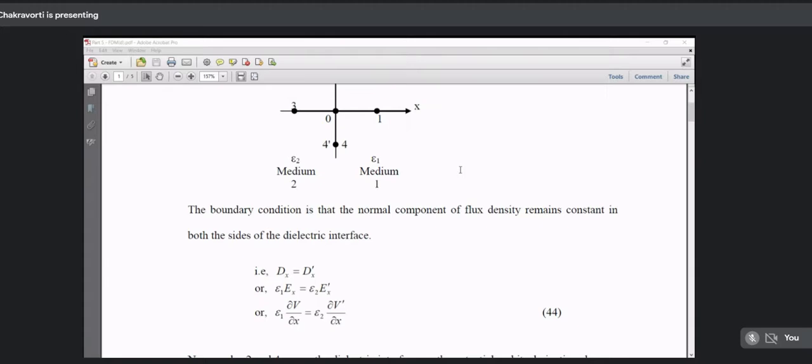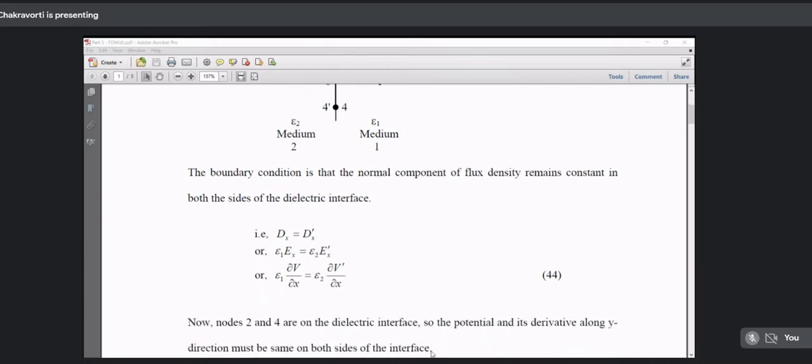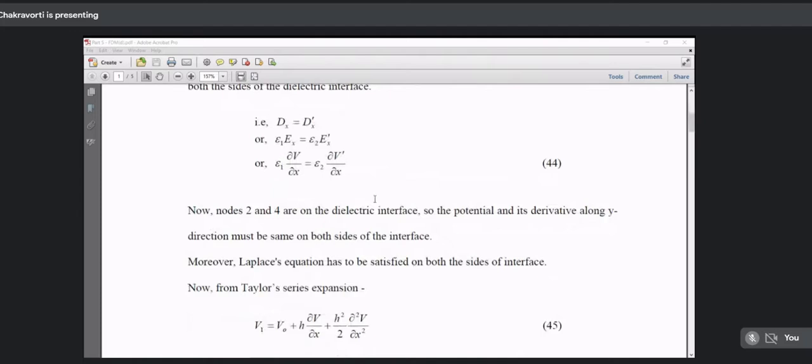Dx is on the medium 1 side. Dx prime is on the medium 2 side, on the left side. Then Dx is represented as epsilon 1 into Ex, where Ex is the electric field intensity. Then we find this expression, or in other words, we have a relationship between del V del x and del V prime del x. That means the two first-order derivatives are related by the permittivity of the dielectric medium.